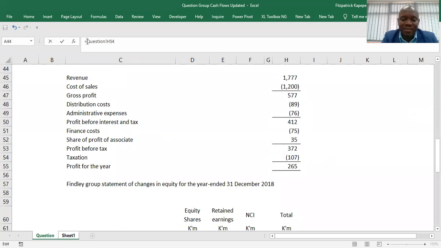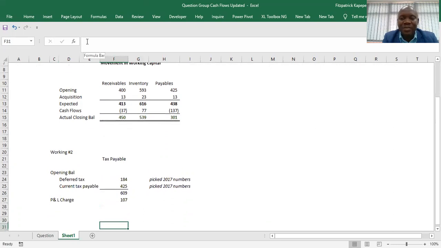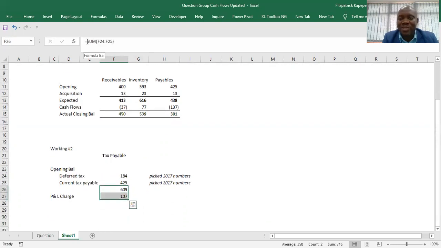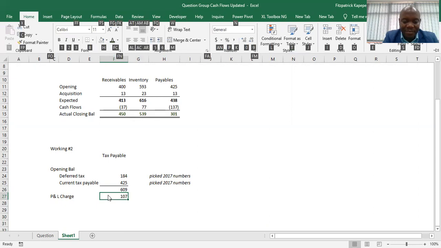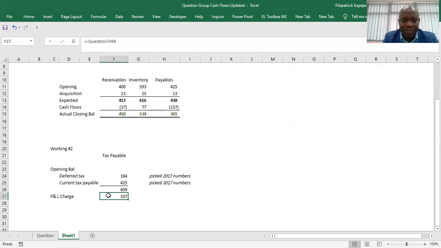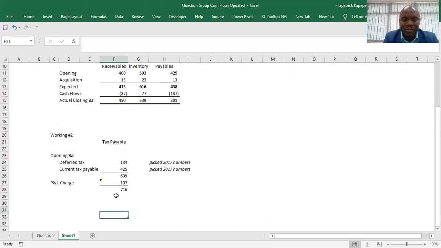So pick that. Meaning that this is what you're going to owe the Inland Revenue Authority. You owe the Inland Revenue Authority 716. So I can do this. Pick the number from here. Right. But this is what we are supposed to owe the Inland Revenue Authority.